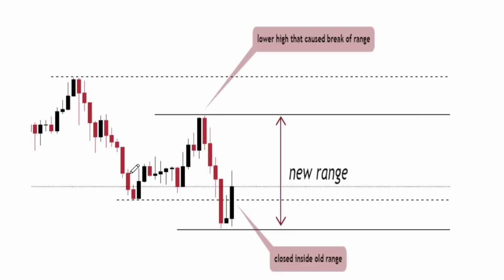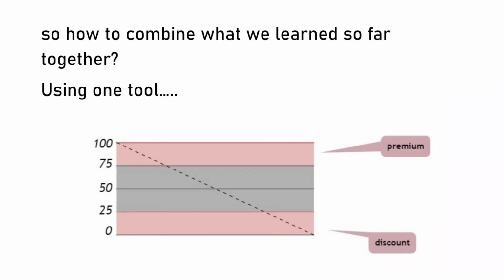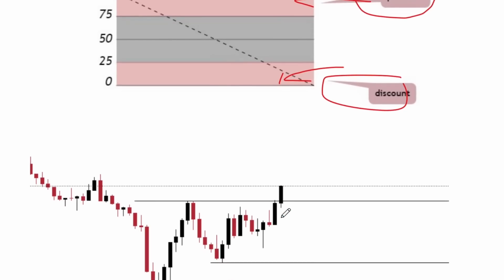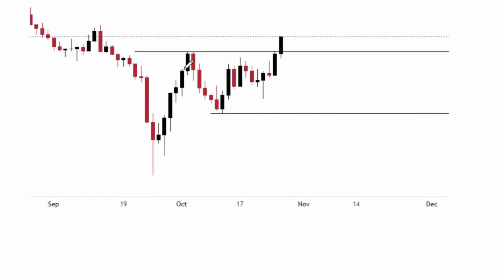As you can see, this is your previous range. This high is responsible for the break. So now this is marked as the top of your range. And once price breaks the structure and comes back and closes back inside of the range, now this is your new range low. How are we going to combine everything together? By using one tool, Fibonacci retracement. Again, the bottom quarter is your discount, and your top quarter is your premium. Let's look at this example. Here you have a break of structure. This was your previous range.